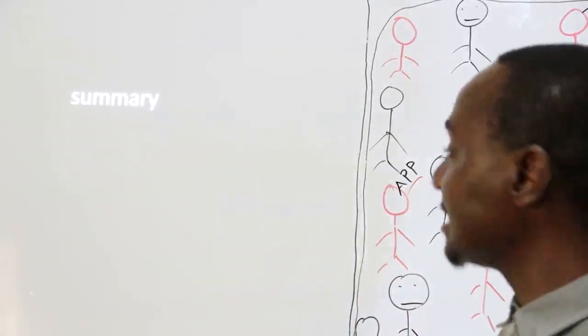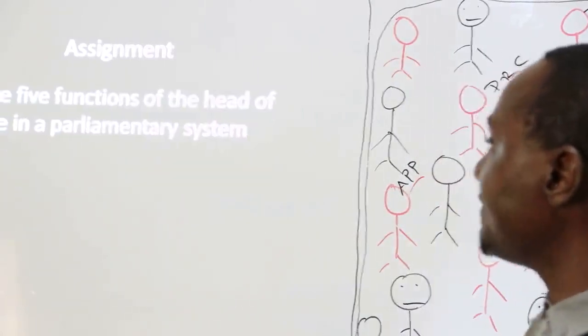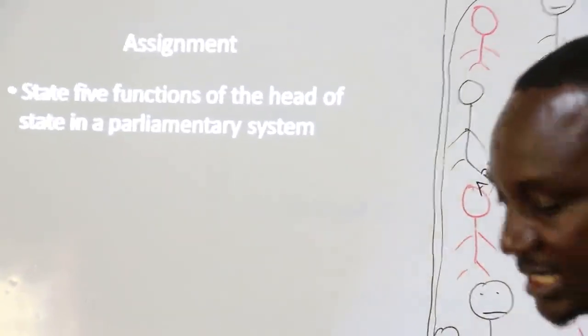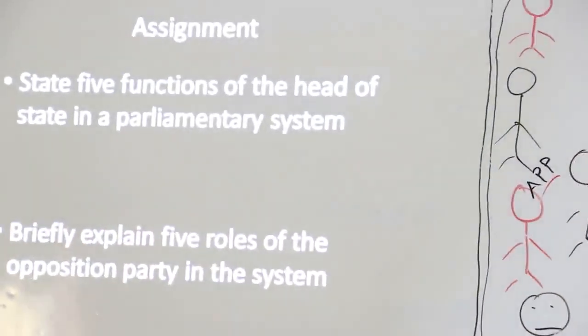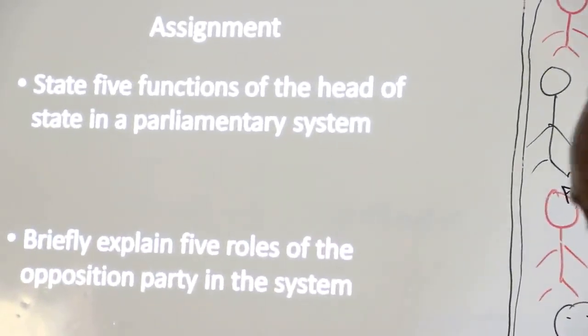Summary, we've already looked at all those things. Please just go back and check it. Your assignment, what do we have? State 5 functions of the head of state in a parliamentary system of government, and then briefly explain 5 roles of the opposition party in the system.